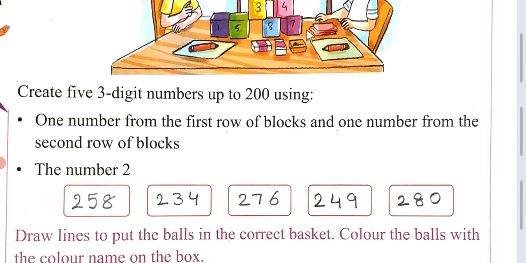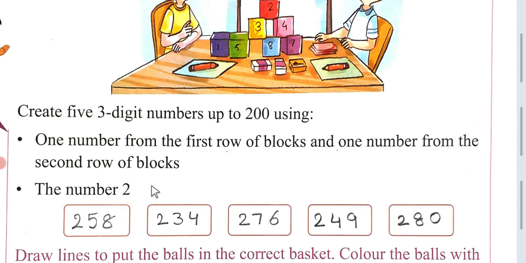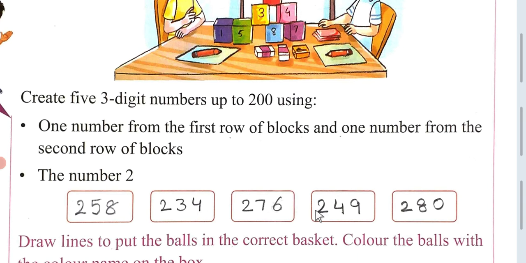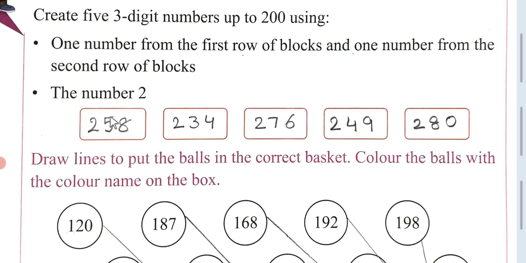258, we have used the first block. 234 we have used. 276 we have used. 249 and 280 we have used the block. So in these 3-digit numbers, 2 is common in all.